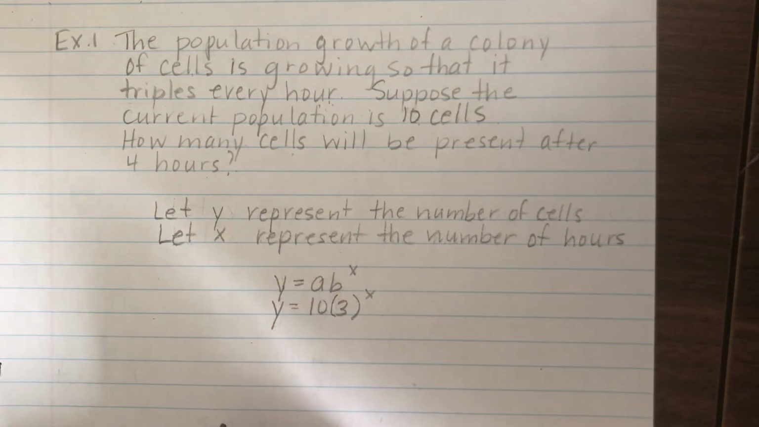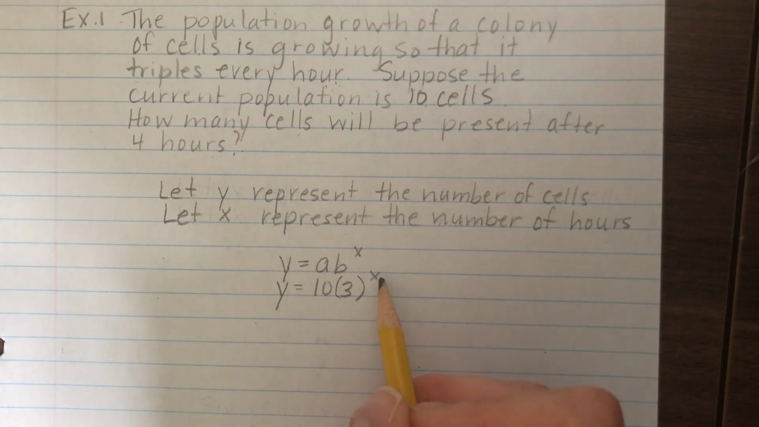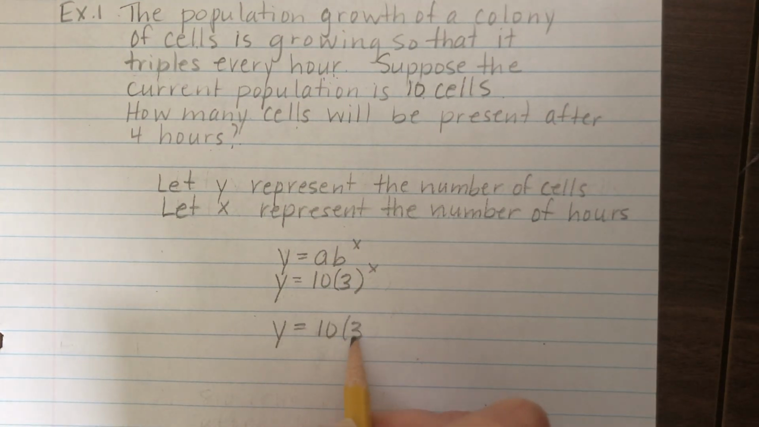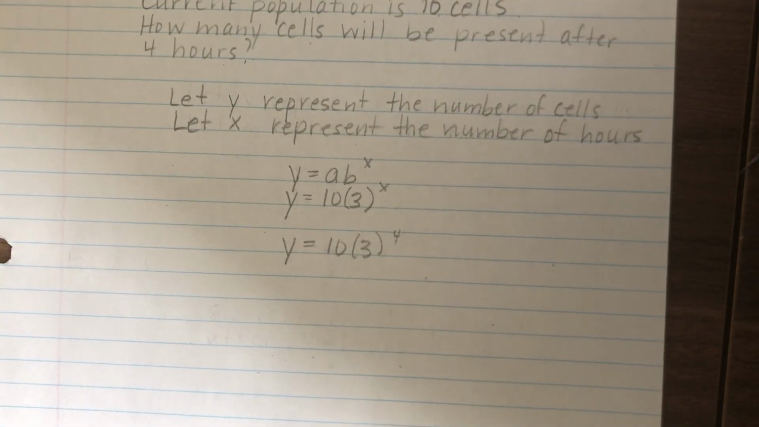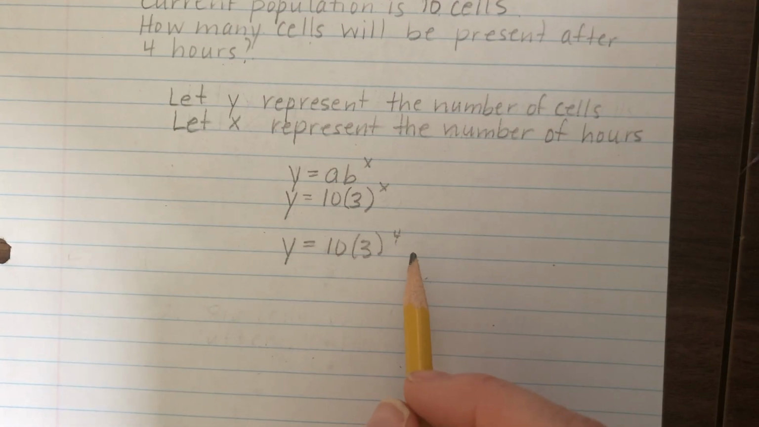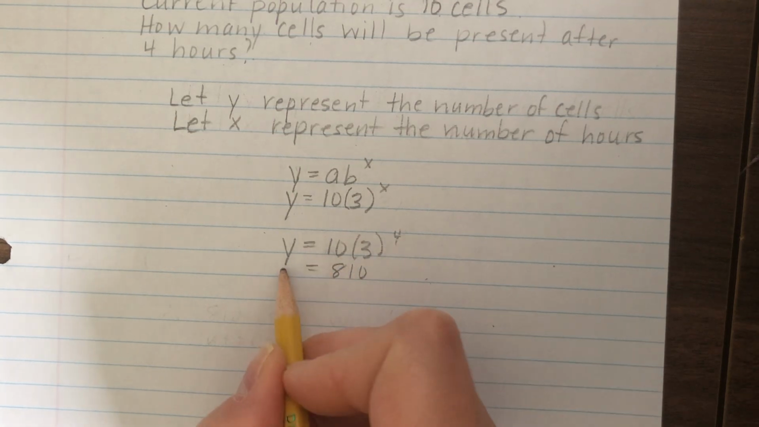Now to figure out how many cells are going to be present after 4 hours, we simply sub in 4 for x because it represents the number of hours. So y equals 10 times 3 to the exponent of 4. You can use your calculator to evaluate this, or you can evaluate it in your head following the order of operations. So we have to do exponents first. 3 to the exponent of 4 is 81. And then we do the multiplication by 10 to give us 810.